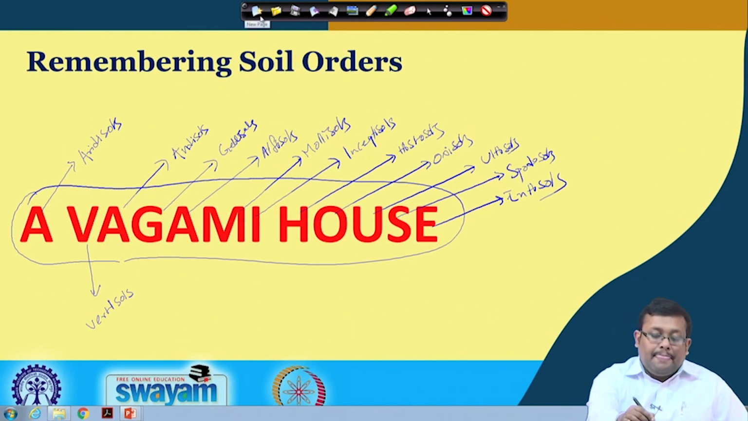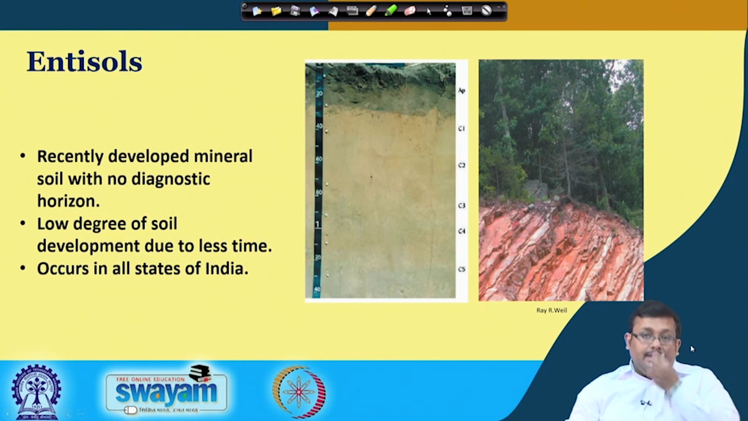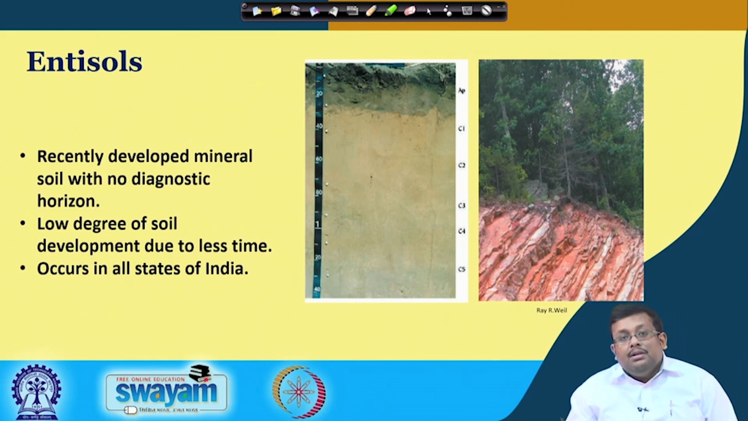Okay. So, let us see in more detail about the individual soil orders. Let us start with the youngest soil order, that is Entisols. Obviously, as you can see in the pictures, there is no clear horizon development. It is a recently developed mineral soil with no diagnostic horizon, and obviously there will be a low degree of soil development due to less time, because they are young in nature. They occur in all states of India, especially in the Indo-Gangetic region. So, this is an example of Entisols.